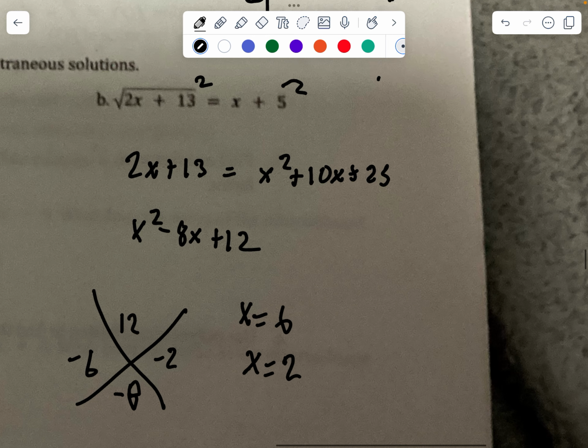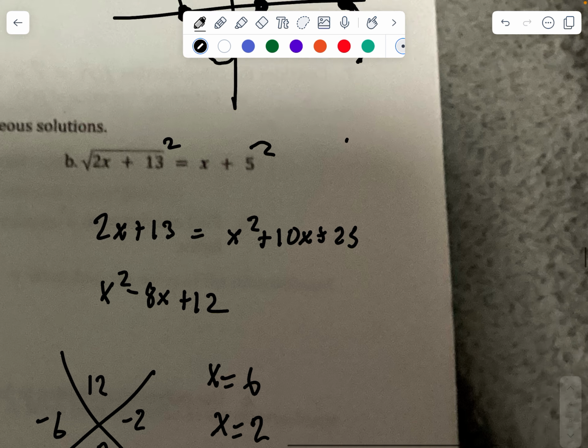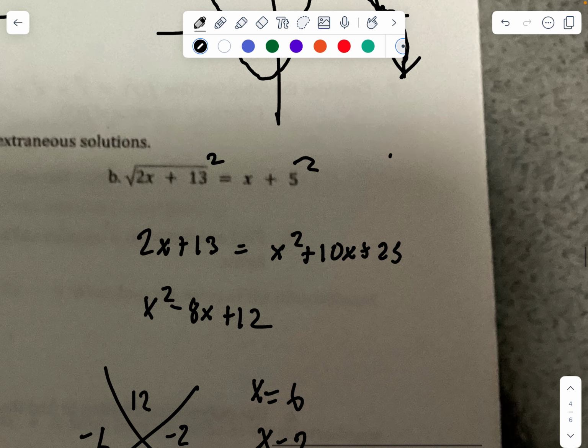Alright, now we have to plug it back in. See which one is the right one. So we got 2x plus 13. We'll plug a 2 in first. 2 times 2 is 4 plus 13, 17. Square root of 17 is not equal to 2 plus 5. So it's not that one, probably.